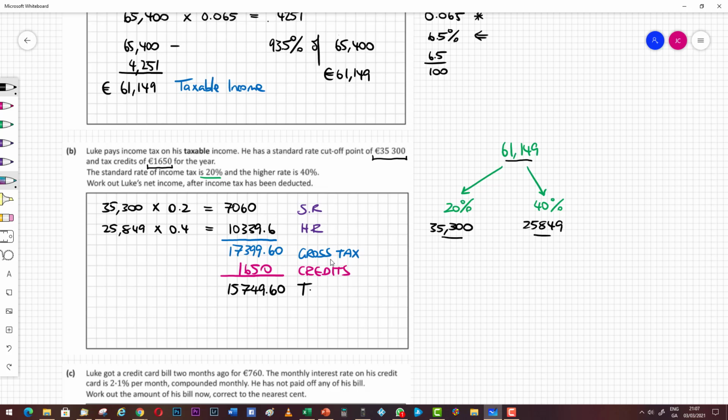This is called the tax due, or you can call it the tax payable, or we could call it the net tax. So there's different names for it. I just wanted to write them all down there so that, if you see any of those terms, that's what that is. That's the tax that we have to go and pay the government. The question is, what's Luke's net income? How much does he get to keep after income tax has been deducted?